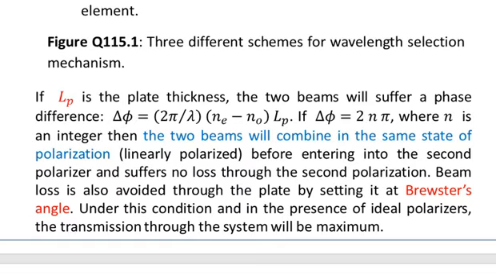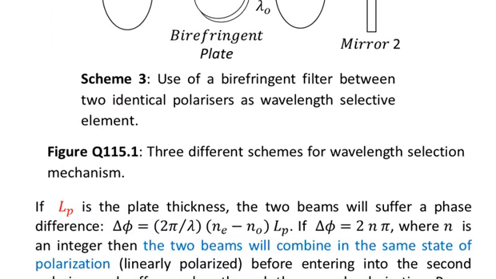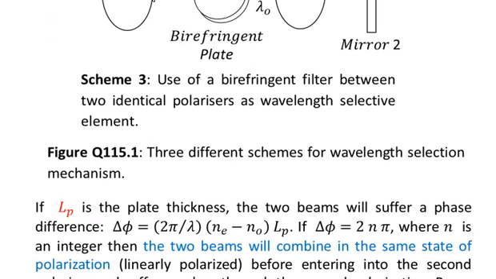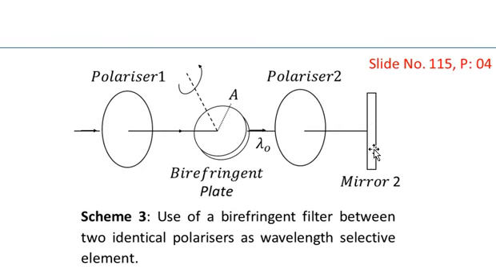And you see that we have also ensured that the state of polarization of the beam which passes through polarizer 1 should remain the same after passing through the birefringent material, and this should also pass easily through polarizer 2 because polarizer 1 and polarizer 2 have the same state of orientation.